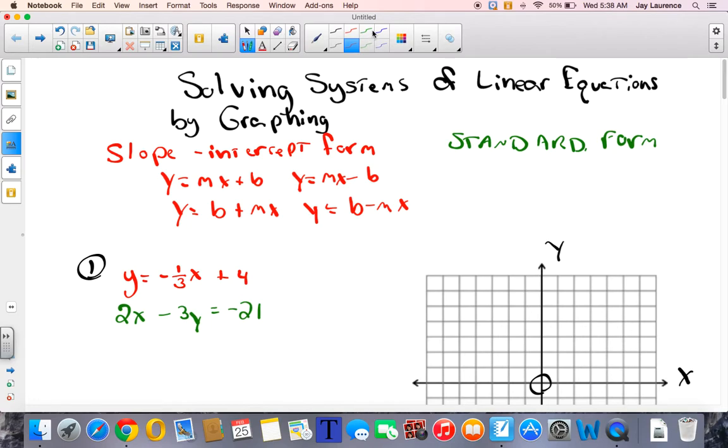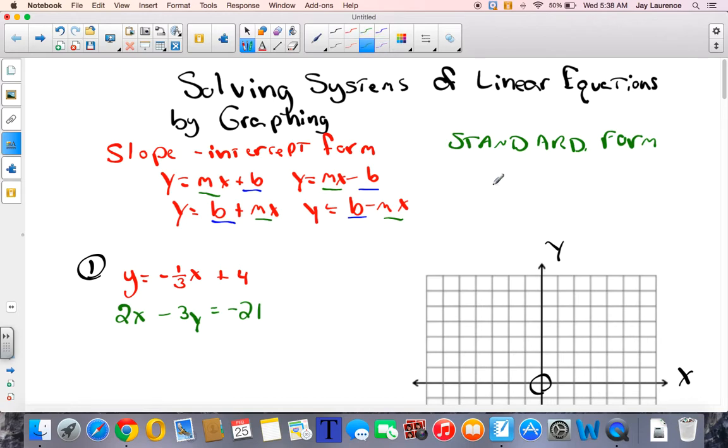When the y is alone for a linear equation, we know that the number in front of x, the coefficient of x, the m value, is the slope, the movement. And the number added or subtracted to x is the y-intercept, okay? So we start by graphing the y-intercept and then rising and running using the slope.